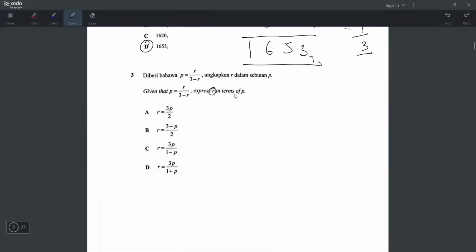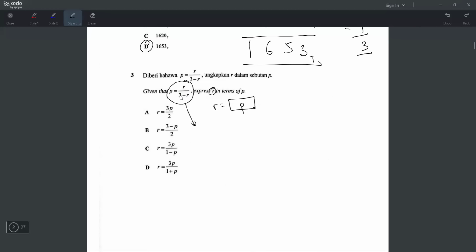Okay, R in terms of P means dia nak cari R single, nak cari R equals, and then the jawapan will be in terms of P lah. That's why you look at all your ABCD answers, semua R equals, R equals, R equals, R equals. And then on the other side, something P, something P, something P, something P. Okay, so kita kena cari R daripada sini.